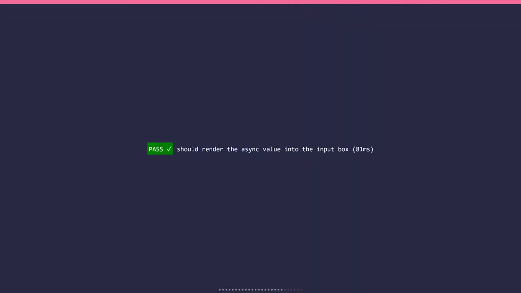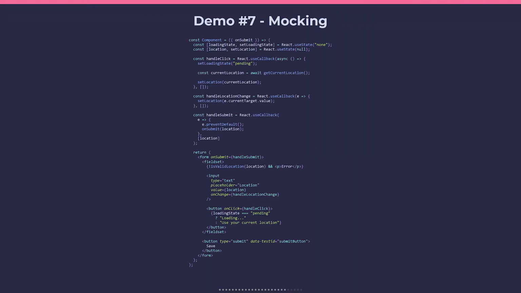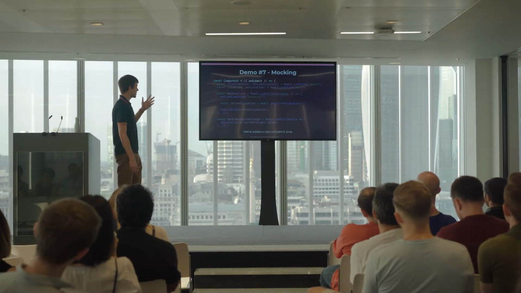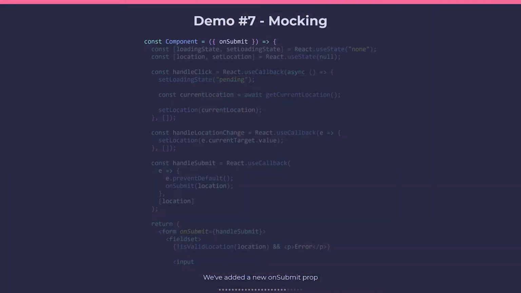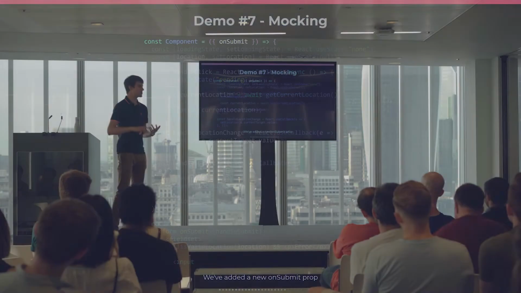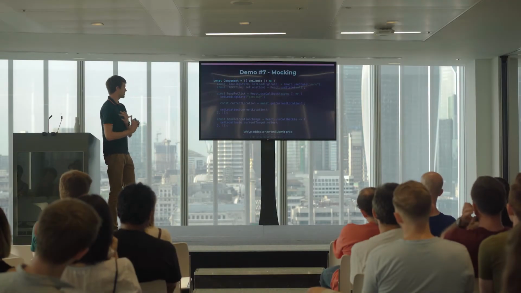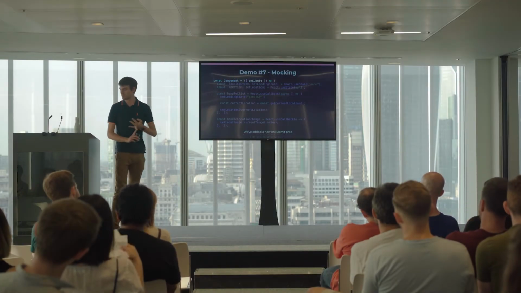So we know this one passes. This is great. I talked about mocking. We're going to do a little bit of mocking here. I've taken that component a little bit further, and it now takes an onSubmit prop. So that form where we ask the user for their location, they can provide it using their current location. There's now a submit button, and on that submit button, we want to know what's happening.